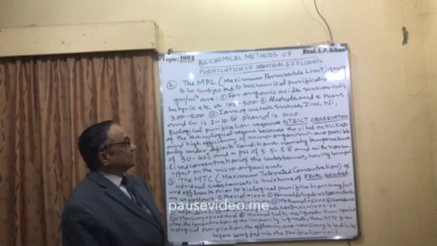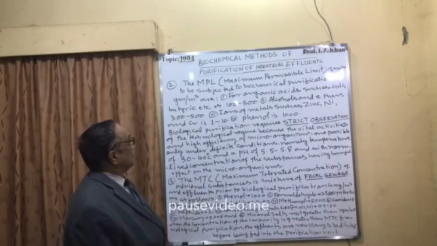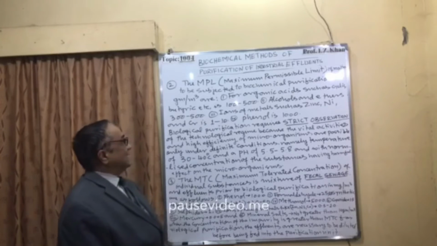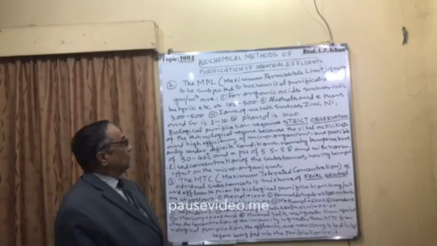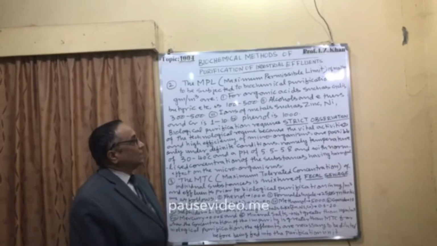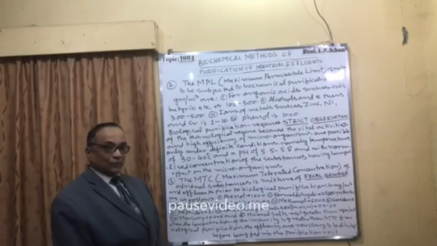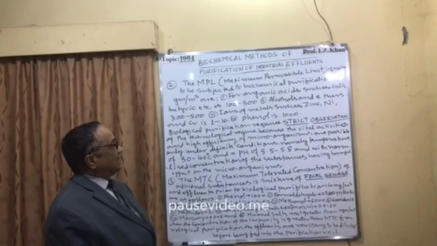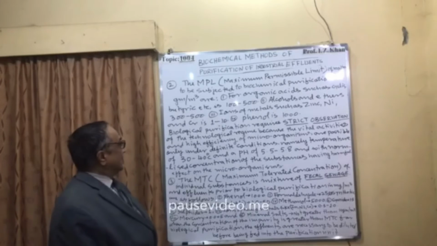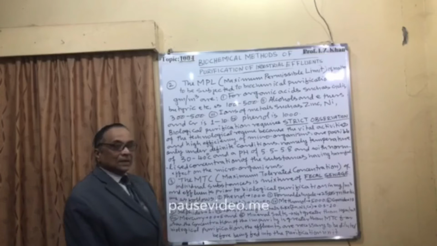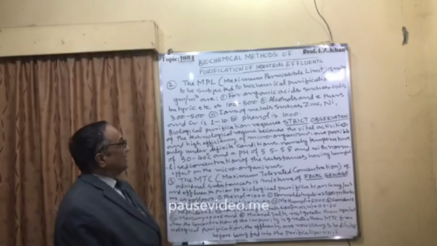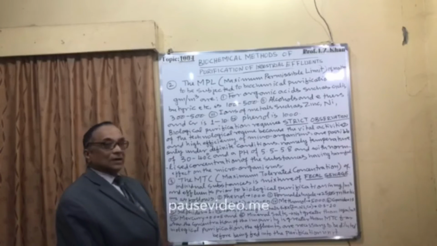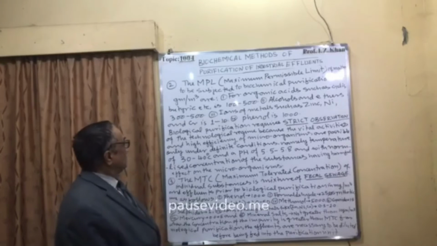First, for organic acids such as cyclic or butyric acid it is 100 to 500. The alcohols and ethers are 300 to 500. Number 3, ions of metals such as zinc, nickel, and chromium is from 1 to 10. Number 4, phenol is up to 1000 limit.